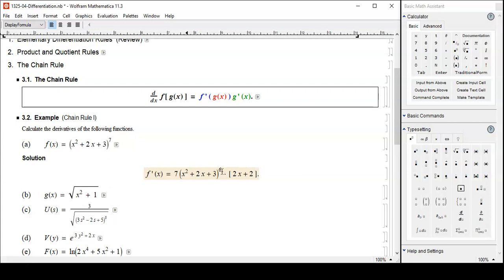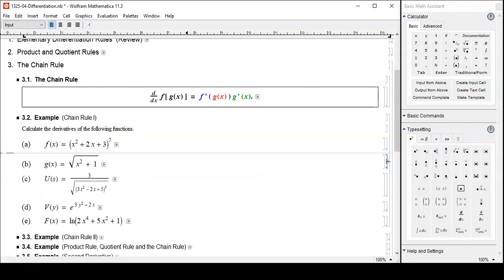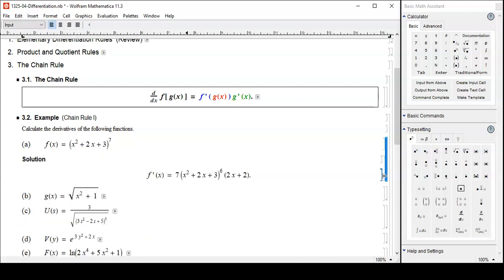Alright? That's step 1. And then inside stays the same. Oh, why did I lose color here? And then this part is step 3, the derivative of the inside. Here's the solution.